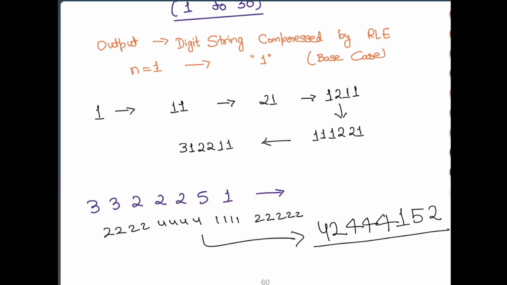Now using the same string compression by RLE, can you compress this particular data? Let me do it quickly. We have 2 number of 3s, so I can say this is 2, 3. Then we have 3 number of 2s, so I can say 3, 2. Then we have 1 number of 5 and 1 number of 1. So I can say 1, 5 and 1, 1.